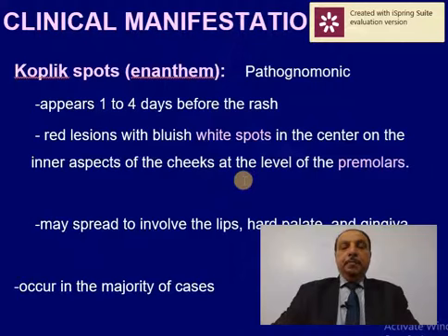are pathognomonic for measles. The Koplik spots may spread to involve the lips, the hard palate, and the gingiva. It occurs in the majority of cases. This is very important, the Koplik spots, for the diagnosis.